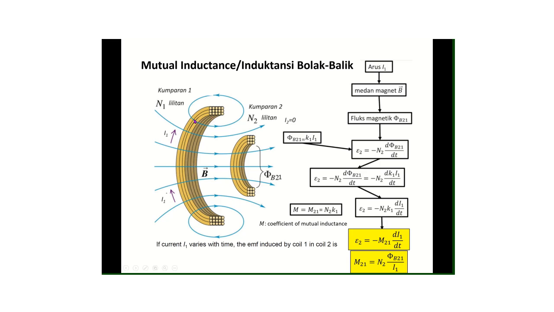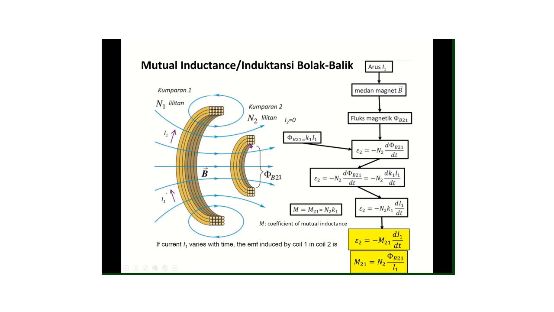This first coil carries current I1, and let's say that this first coil has N1 turns or N1 loops, and I have another coil. We call it coil 2, and in coil 2 there is no steady current, so we can say that I2 is equal to 0. Let's say that coil 2 has N2 turns or N2 loops.